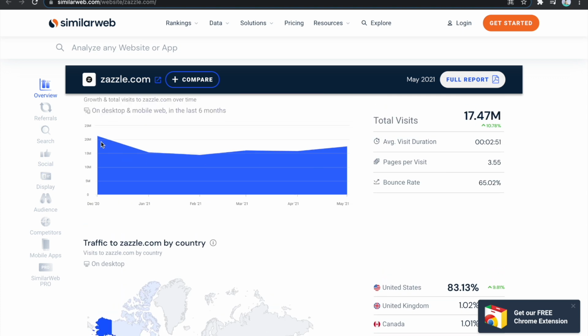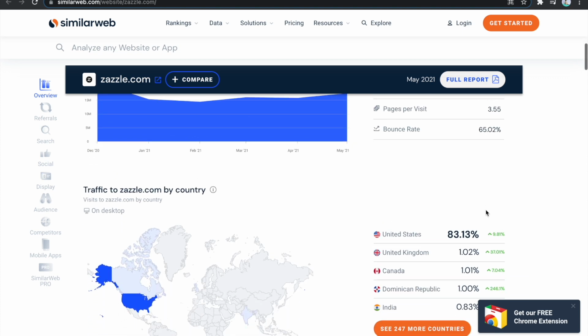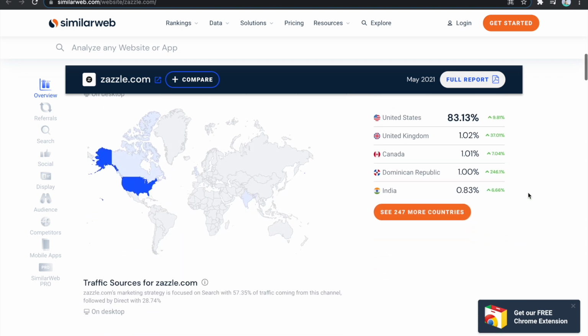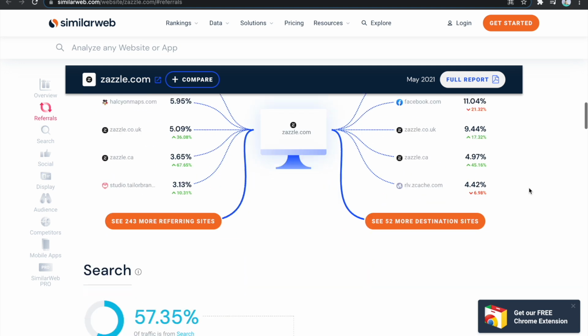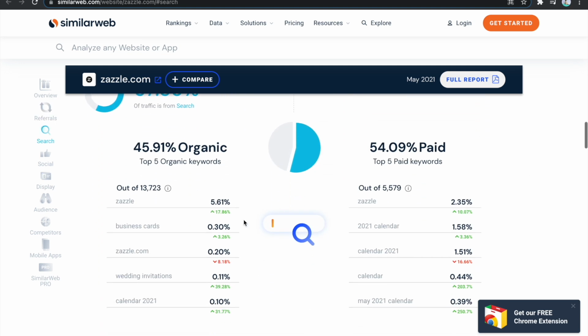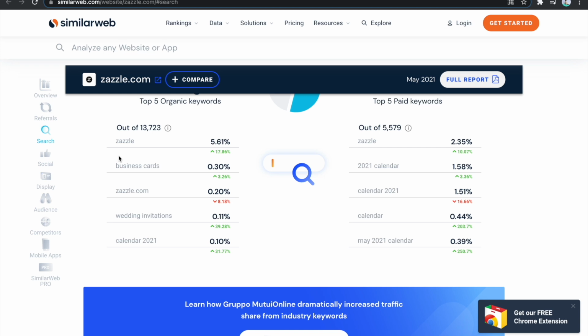Zazzle with 17.47 million visits and over 20 million last December for Christmas, with 83% of their traffic from the United States, which is insane. Insane, guys. So many Americans on this platform, as well as organic searches for people looking for business cards, wedding invitations, and calendars.